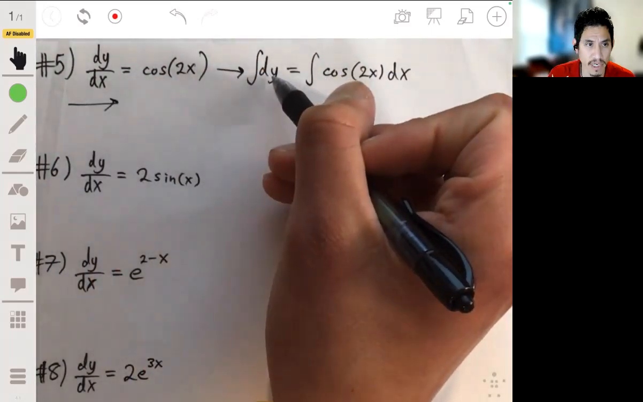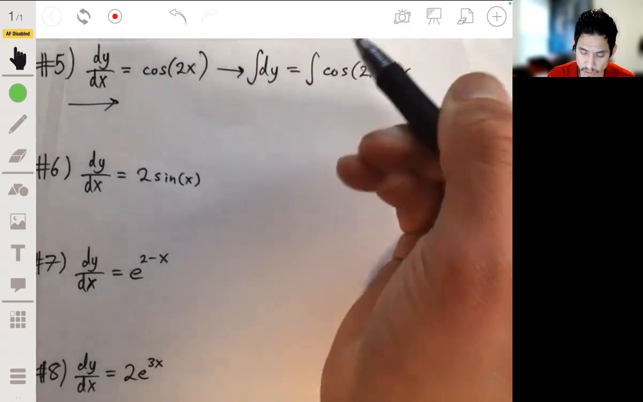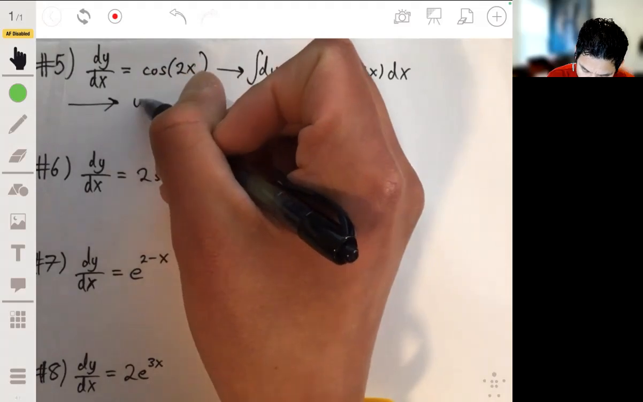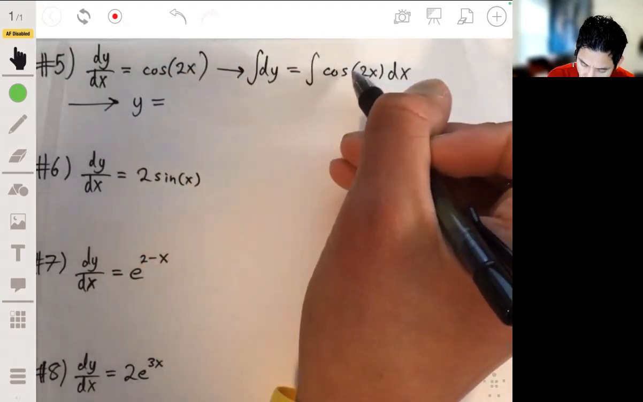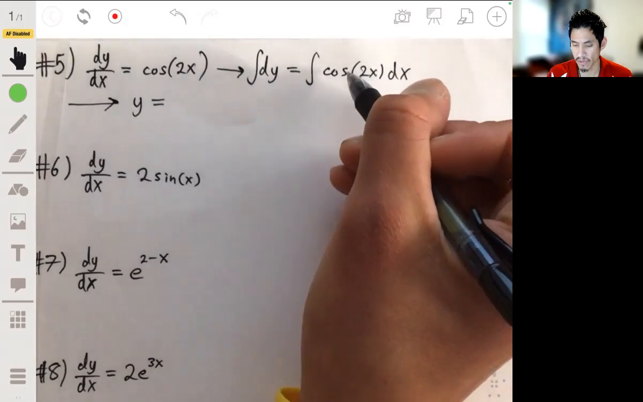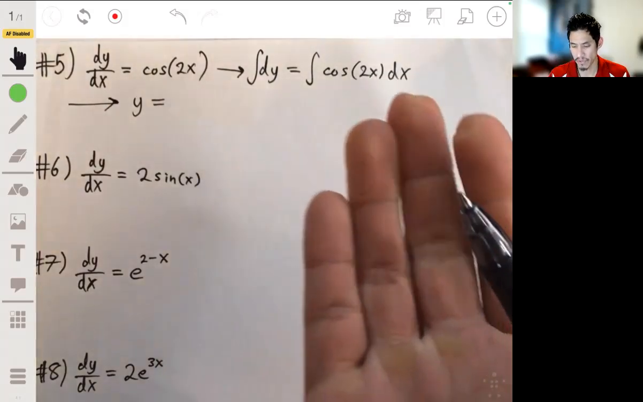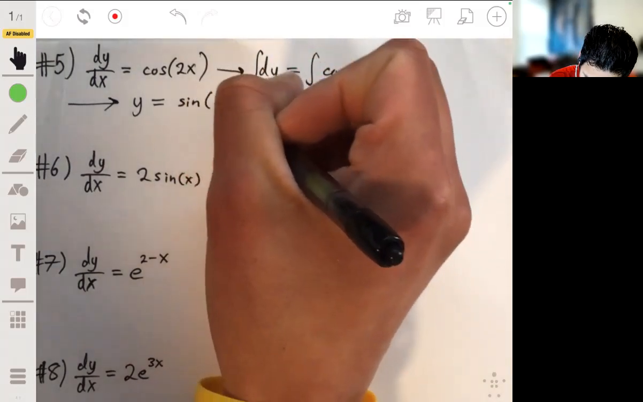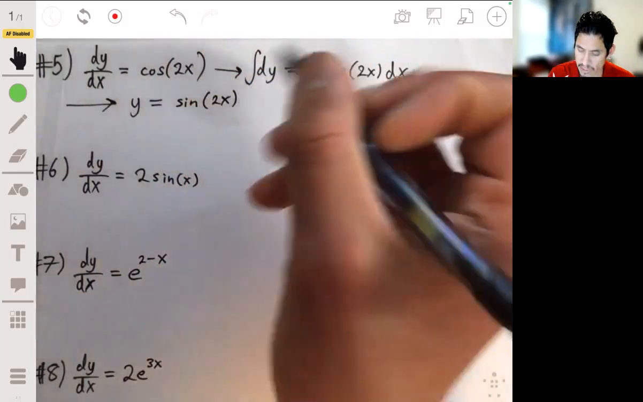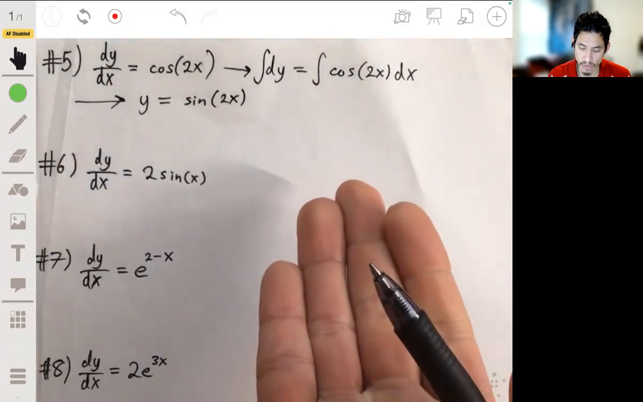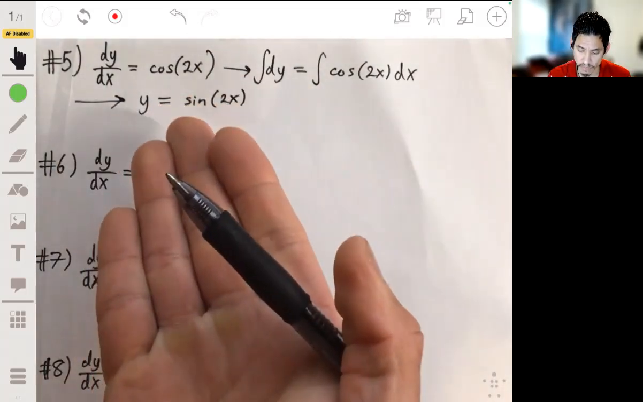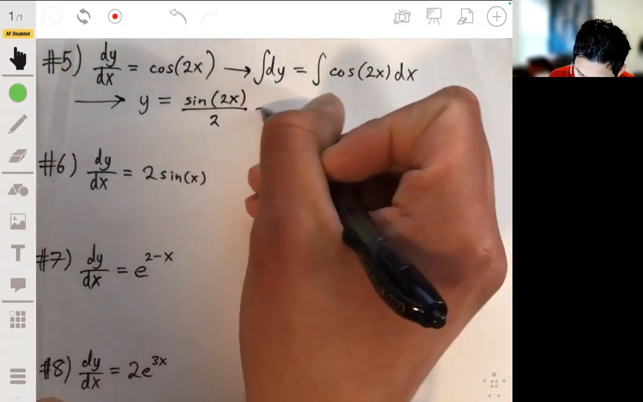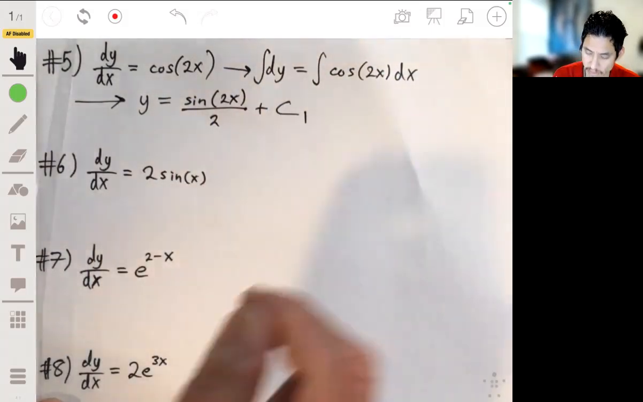When you integrate dy, that's just like integrating 1 dy. So the antiderivative of 1 is just y. We get y is equal to the antiderivative of the cosine of 2x. The derivative of sine of 2x will be the cosine of 2x multiplied by 2. So what we're going to do is then divide this by 2, plus your C1.